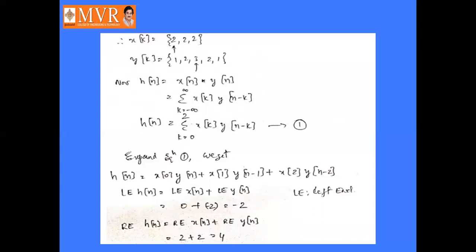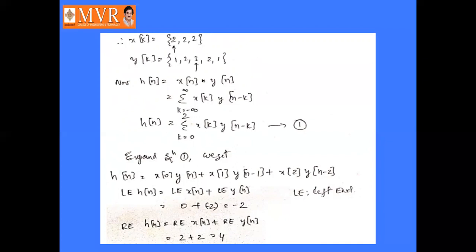And now h(n) is the convolution of x(n) and y(n), that is sigma k equal to minus infinity to infinity x(k) into y(n minus k). So h(n) equal to sigma k equal to 0 to 2 x(k) into y(n minus k). That is equation number 1. Now expand equation number 1, we get h(n) equal to x(0) into y(n minus 0) plus x(1) into y(n minus 1) plus x(2) into y(n minus 2).